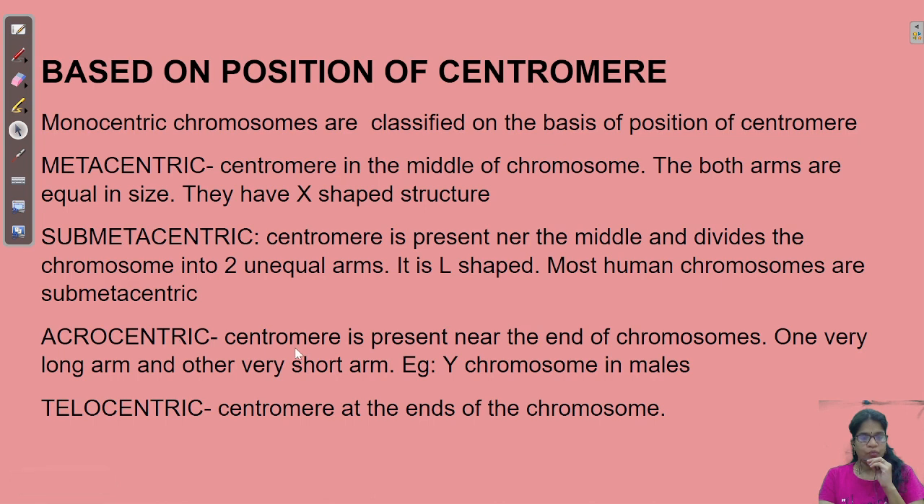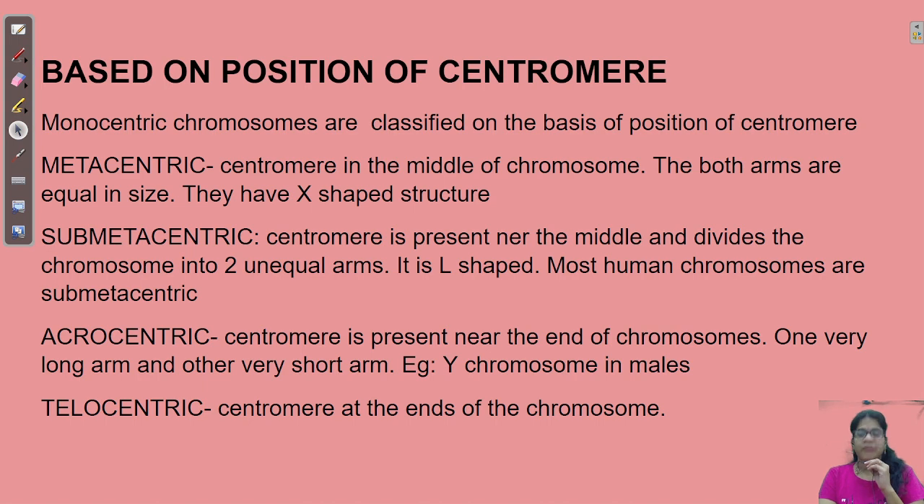Whereas in acrocentric, the centromere is present near the end of the chromosome, so one arm is very long and one is very short. This comes under the Y chromosome in males. So it is the shortest chromosome. XY is in males and XX is in females. In the coming classes I will also discuss genetics, where you come across all these things.